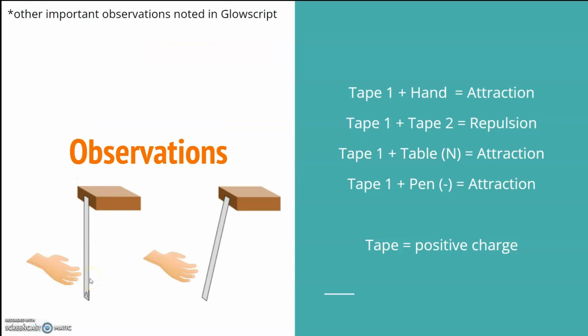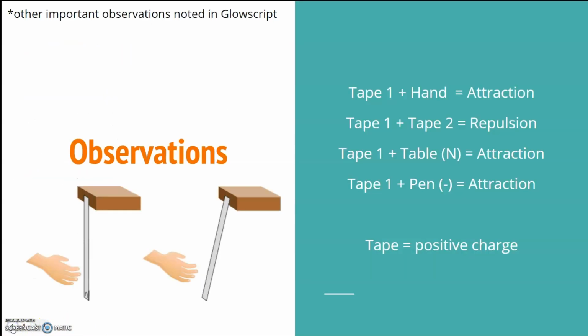Some of my observations throughout this lab procedure were that tape 1, when interacting with my hand, was attracted to it. When interacting with another tape, it was repulsed by it, meaning that those are like charges, and we're trying to determine the charge on the tape. Then when we take a neutral table, tape 1 is attracted to it, so that doesn't tell us a whole lot, but it gives us a good idea of what's going on. And then finally, we take a negatively charged pen and our unknown charged tape, and we see that these two things are attracted. So we can conclude, since opposite charges attract, that the tape is a positive charge.